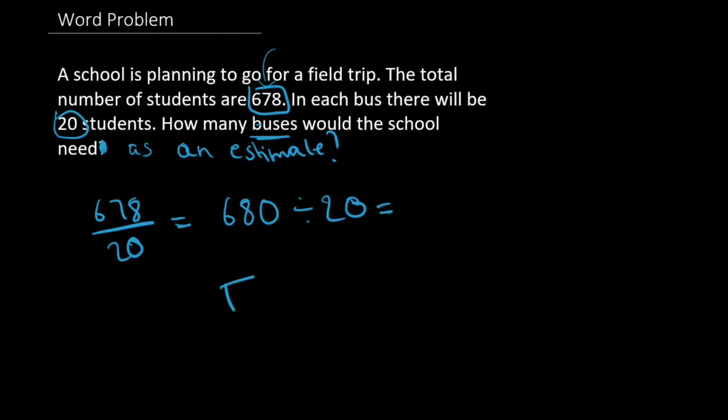Well, let's do 68 divided by 2. So 2 goes into 6 3 times. 2 goes into 8 4 times. And we'll have 0 remainder. So our estimate would be 34. And then these two zeros cancel out. So our estimate would be 34.